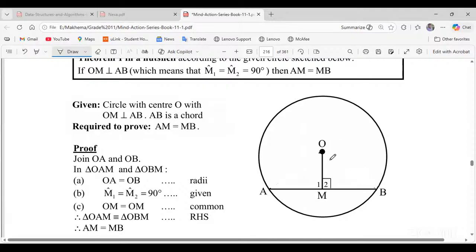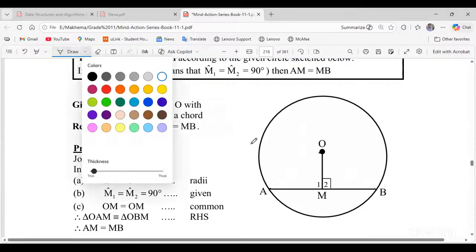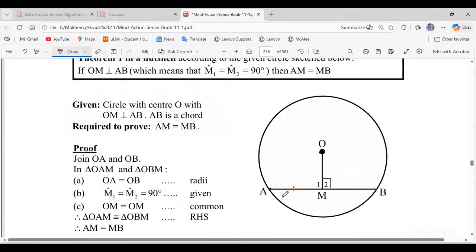The first thing you will do, because here you are just given that there's a line OM that is perpendicular to AB, and you have to prove that the line AM is equal to the line MB, is to join AO or OA. You construct it there. And again, you join OB. That's the first thing that you will do.